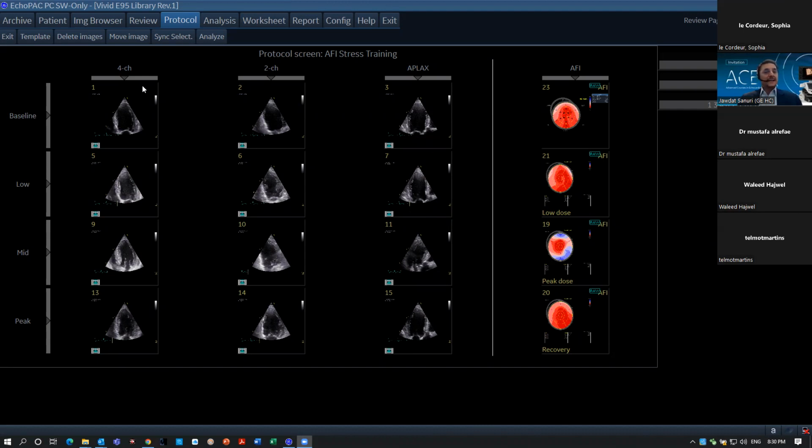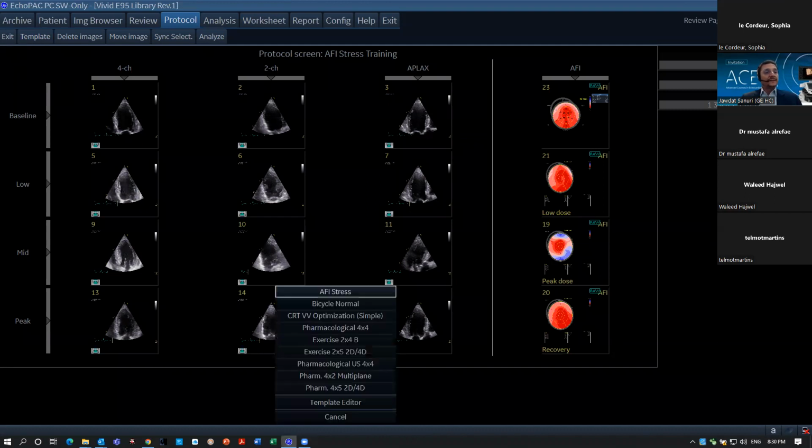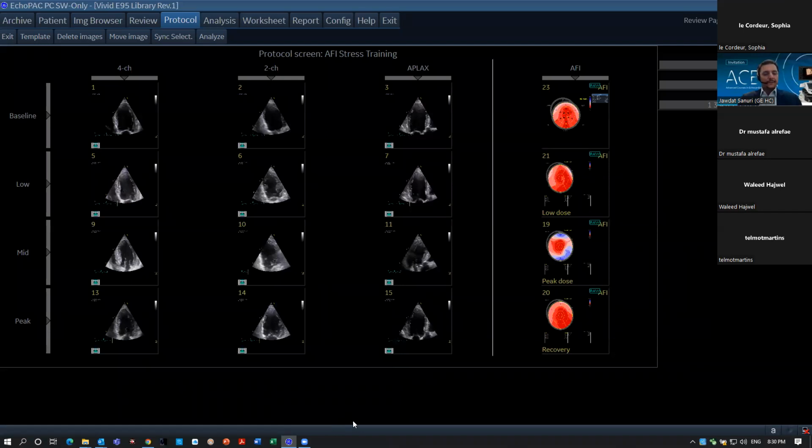Okay, so again, this is an example. This is an actual protocol; if you go to the templates when you're doing a stress echo, this is a protocol called AFI stress. There are also different protocols for exercise as well as pharmacological. You can also use the template editor to add more views and more stages to the stress echo. In this protocol, there are only 3 views, the 3 apical views: 4-chamber, 2-chamber, and apical long axis. And here you have 4 stages: baseline, low dose, peak, and recovery.